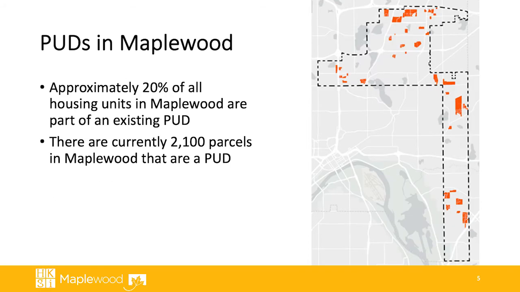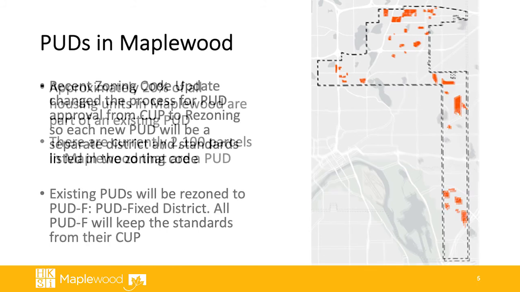Interestingly, approximately 20% of all housing units in Maplewood are part of an existing PUD, and there are currently 2,100 parcels in Maplewood that are a PUD. In this image, you can see the outline of the City of Maplewood boundary, and the orange parcels on this map are the existing PUDs in the city.